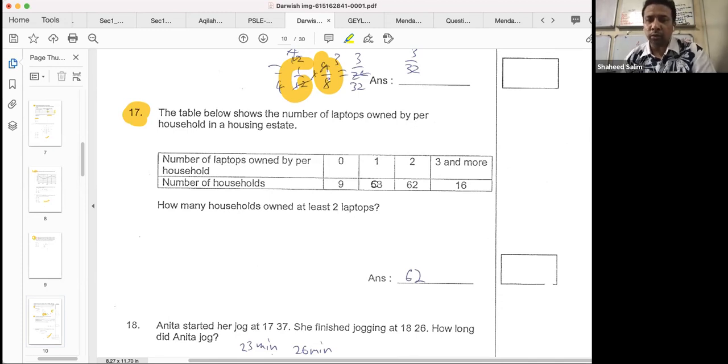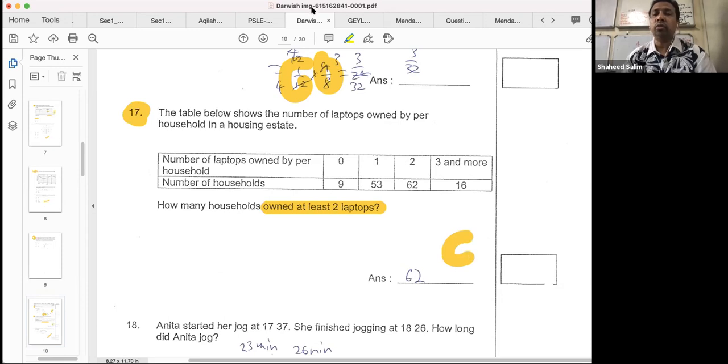So there are 9 households own 0, 53 households own 1 only each, 62 own 2, 16 own 3 or more. How many households own at least 2 laptops? At least 2. Very easy, son. Yeah. So this one is what? Careless, correct? You agree or not?